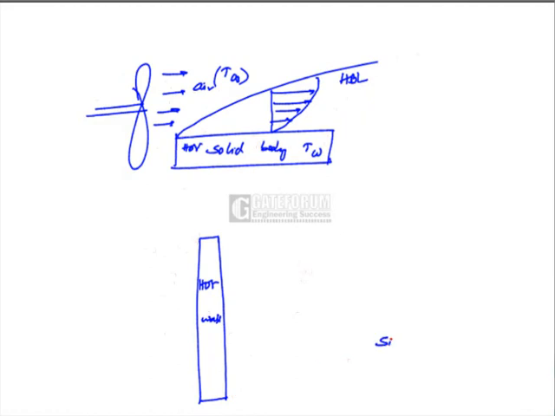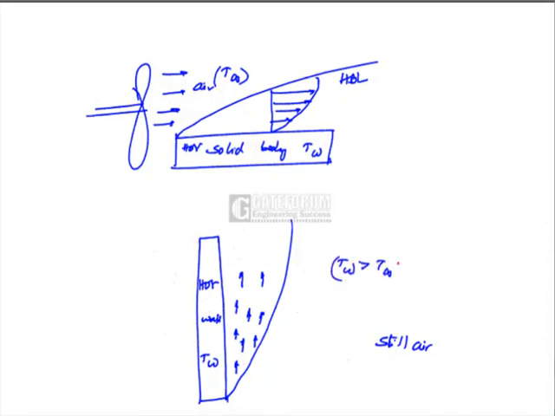the surrounding still air would receive that energy and the temperature of the air increases, hence density decreases. So here also there is a boundary layer development because the hot air is lighter and keeps moving upwards. Here TW is greater than T infinity.